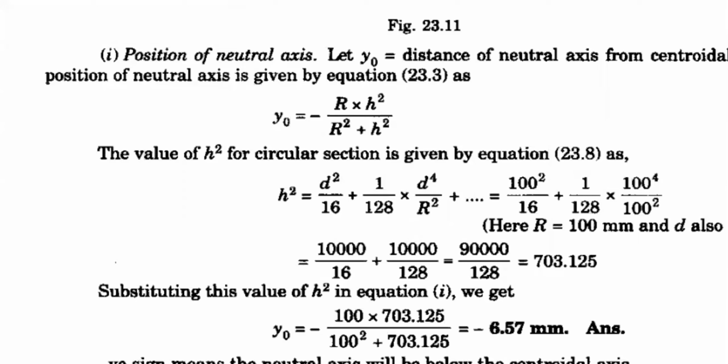You have to remember the h square value, the position of the neutral axis, that means the y naught value, and the minimum stress and maximum stress sigma values. These formulas are very, very important. You have to practice; there is no other way. If the standard relation is available in the data book, that is fine, no problem. Otherwise, there is no choice. You have to remember.